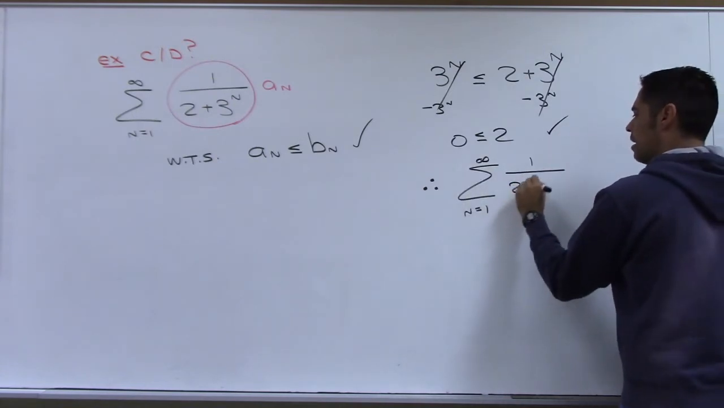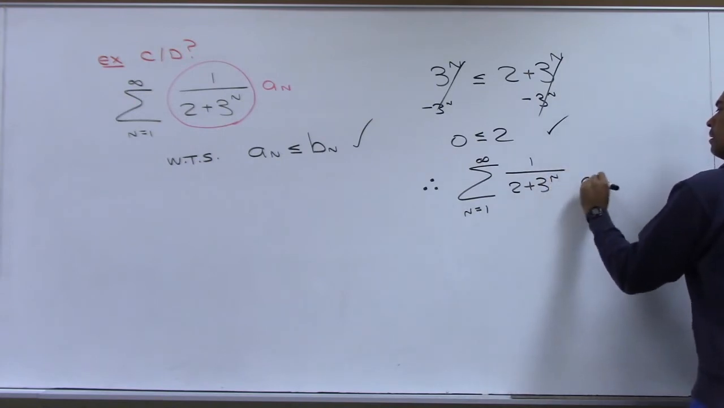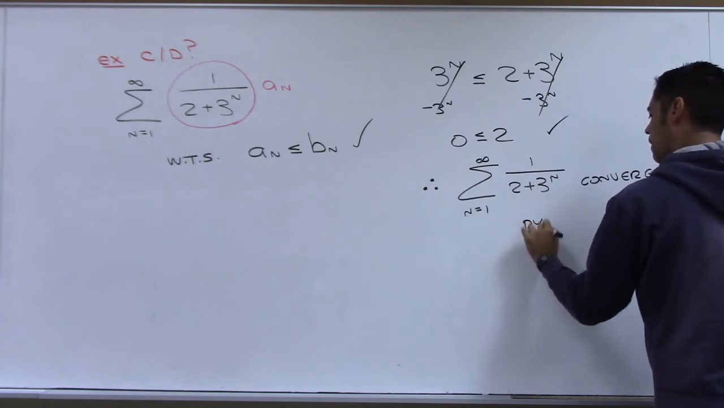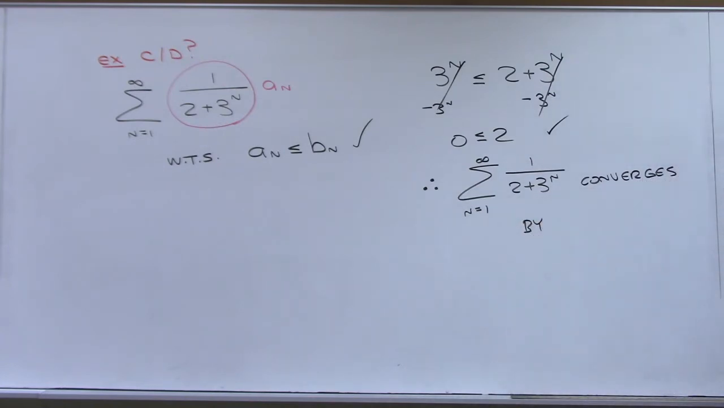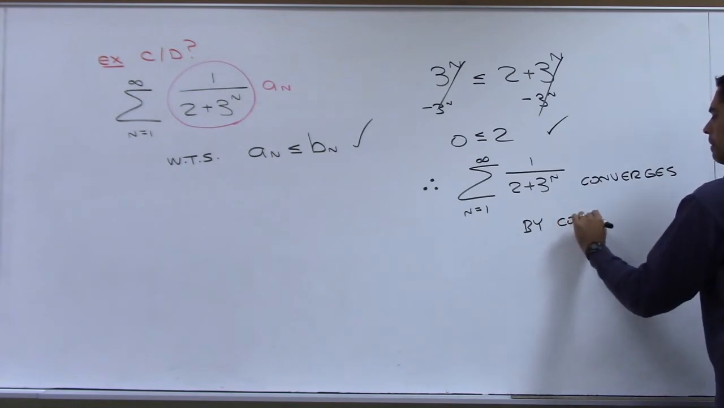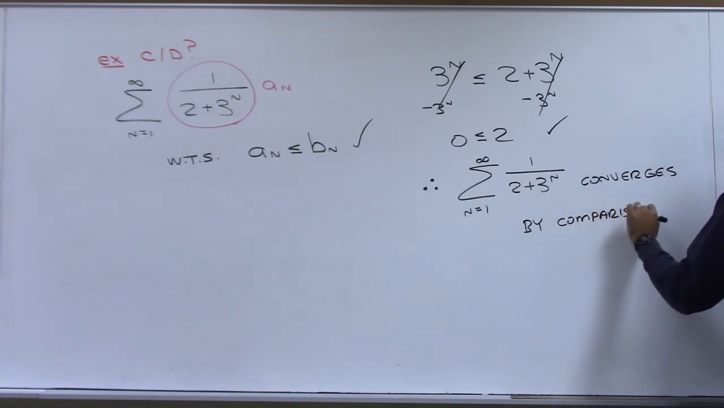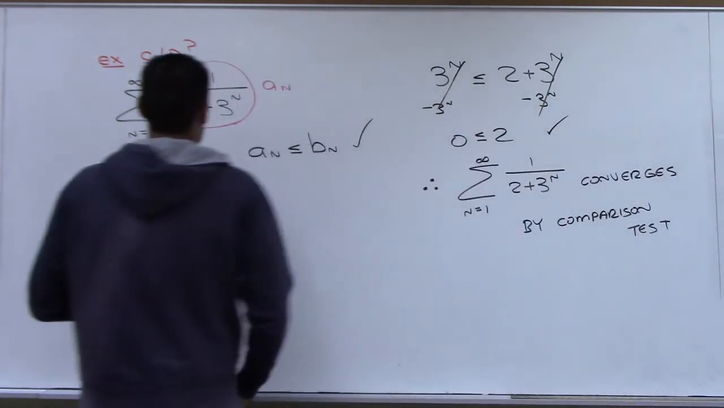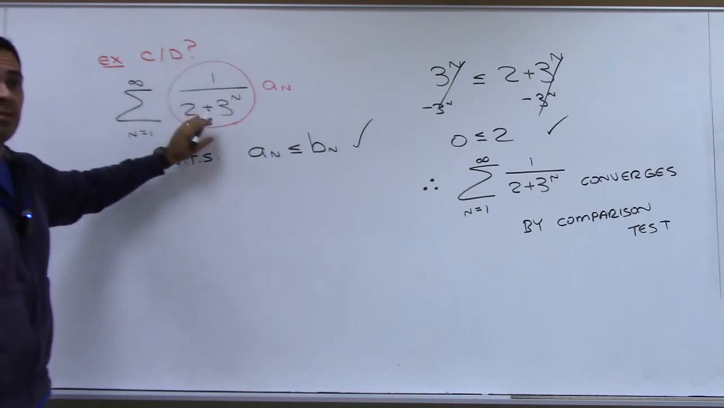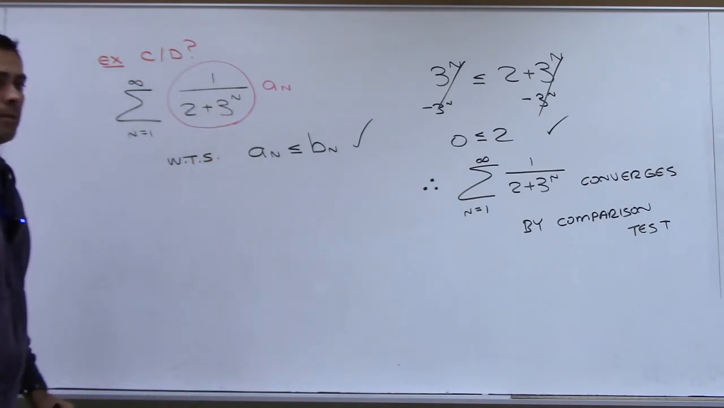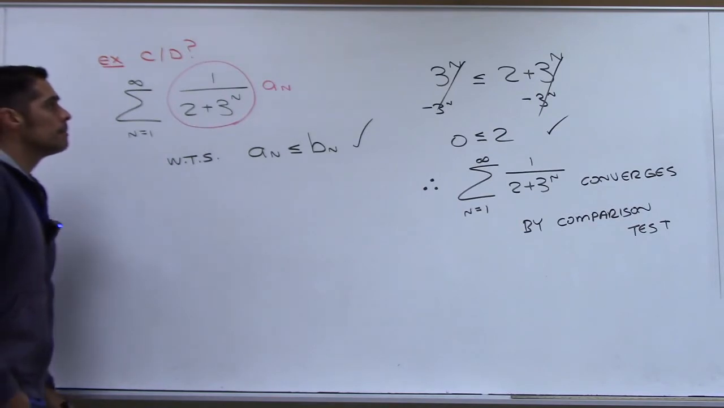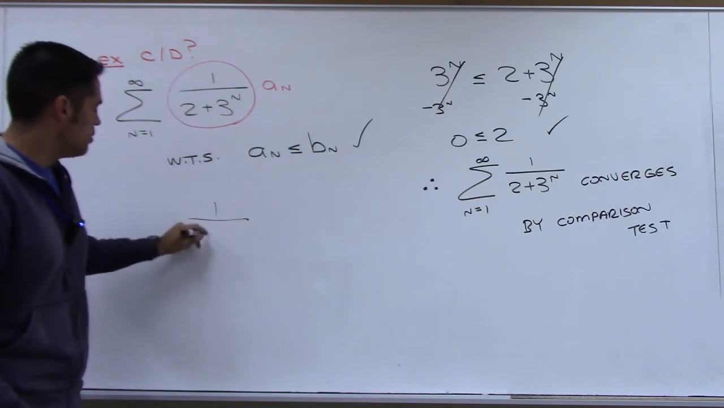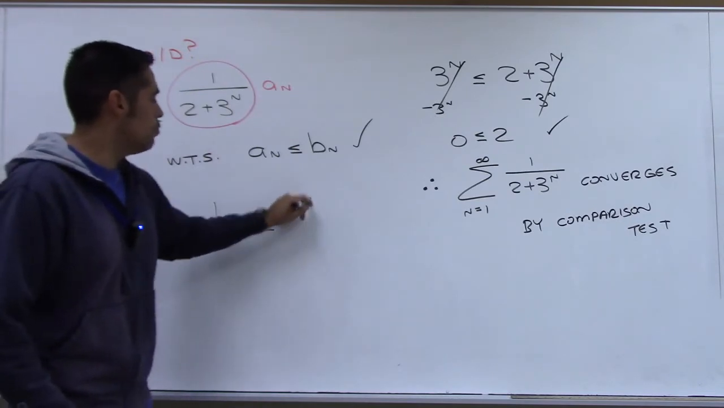Go ahead, Zach. You sound like you still had a question. I was trying to figure out why that was true at first, and then after the a sub n was the 2 plus 3, I see that it's bigger. I didn't see that it's less. This is the a sub n, 1 over this. This is the b sub n, 1 over this. It's supposed to be that a sub n is less than b sub n, and it is. 1 over 2 plus 3 to the n is less than 1 over 3 to the n.